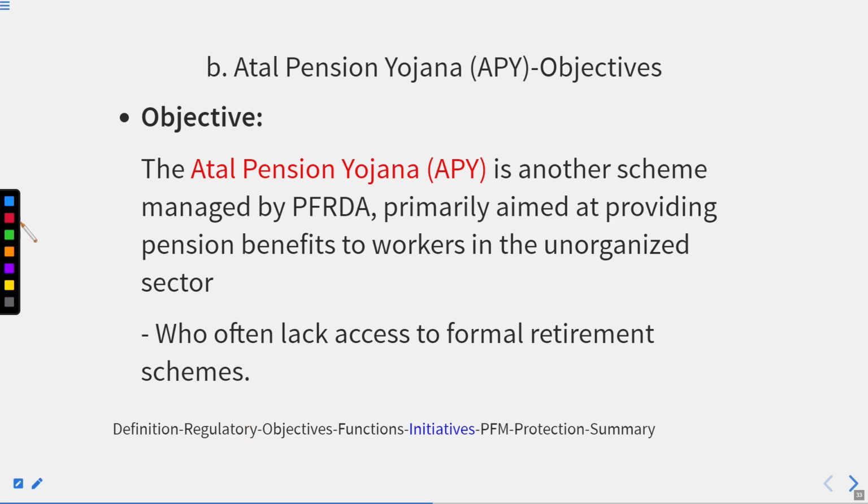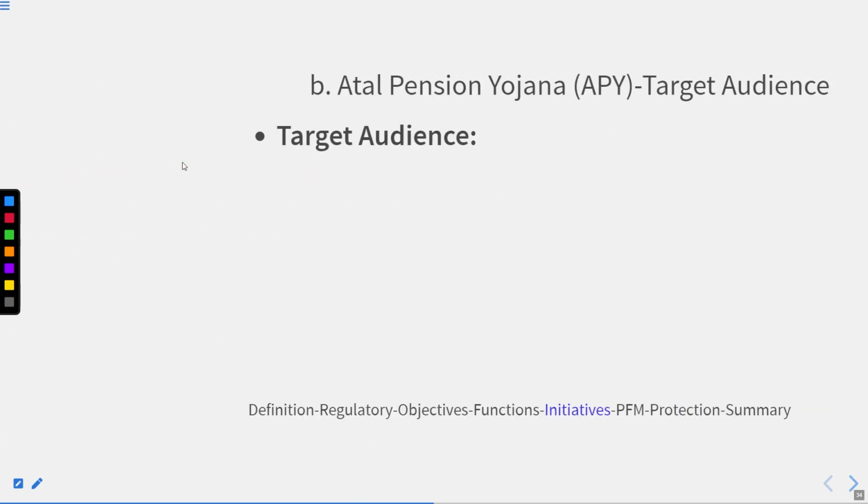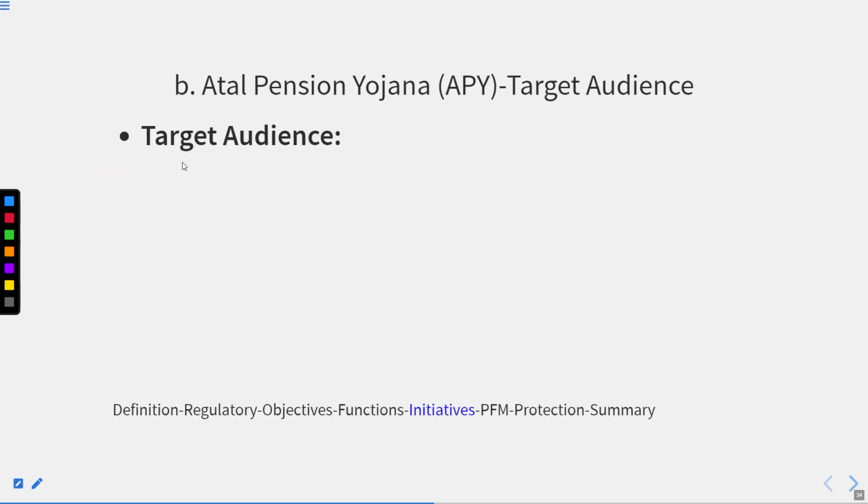So for this kind of people, we have the Atal Pension Yojana on a voluntary basis. It means anyone who is employed in the unorganized sector and wants to be part of the pension sector could avail the APY. Thereafter, what is the target audience of the APY?